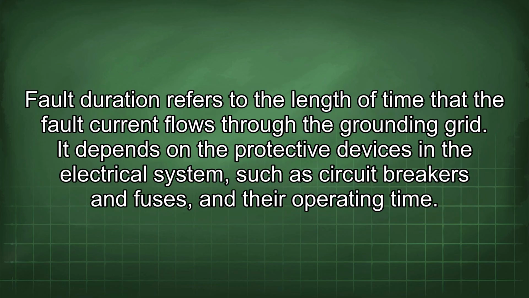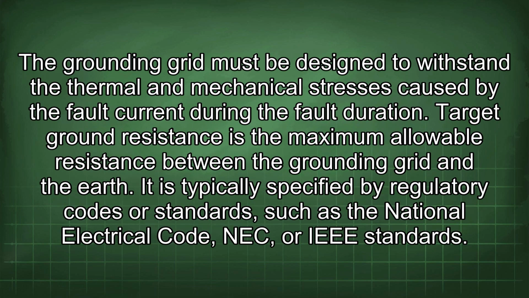Fault duration refers to the length of time that the fault current flows through the grounding grid. It depends on the protective devices in the electrical system, such as circuit breakers and fuses, and their operating time. The grounding grid must be designed to withstand the thermal and mechanical stresses caused by the fault current during the fault duration.